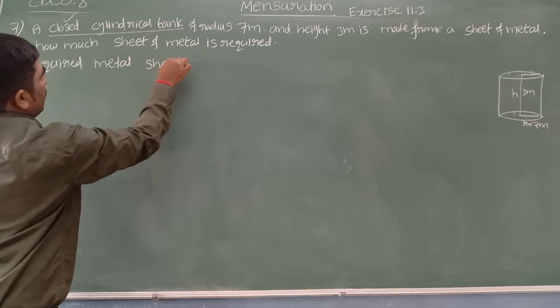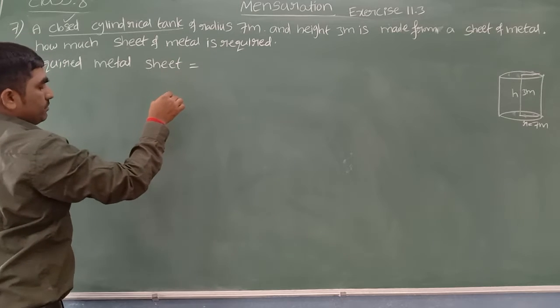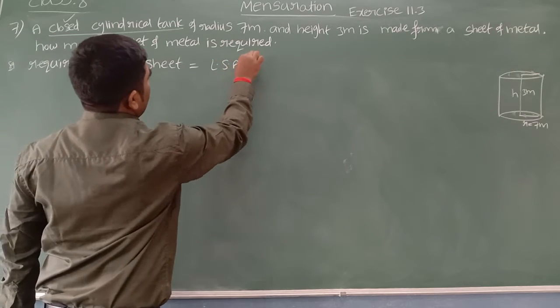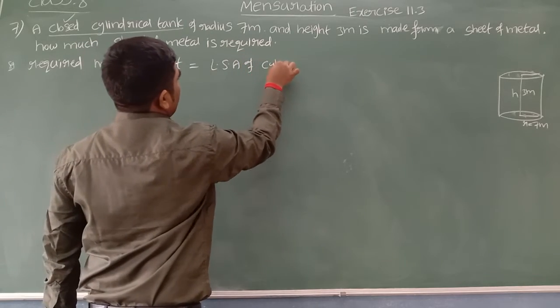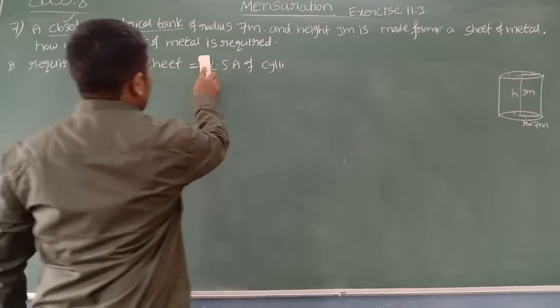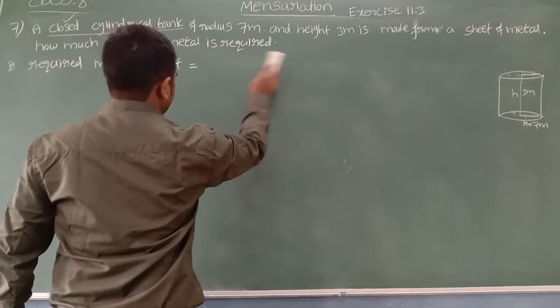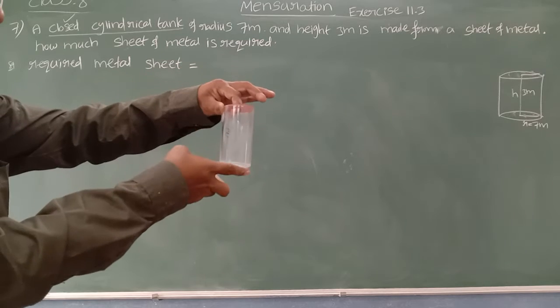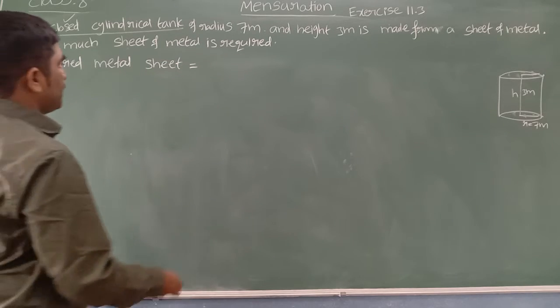Required metal sheet is equal to what we can write? LSA of cylinder. Sorry, we can write TSA of cylinder instead of LSA. Why? Because not only the lateral faces, even the top and bottom also we need to cover with metal sheet now.